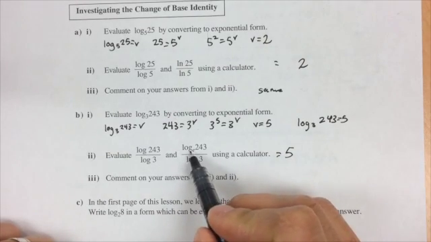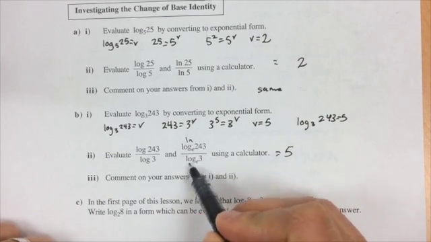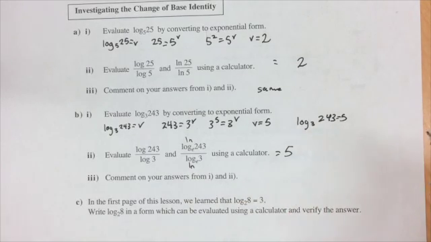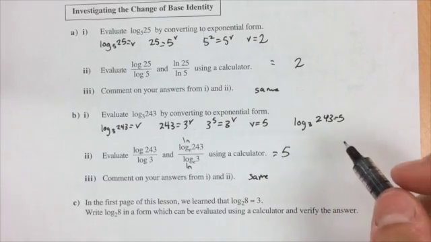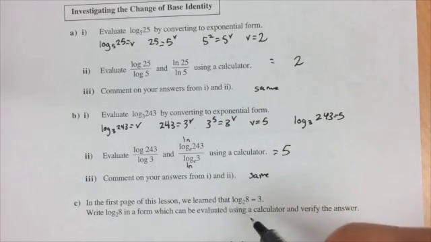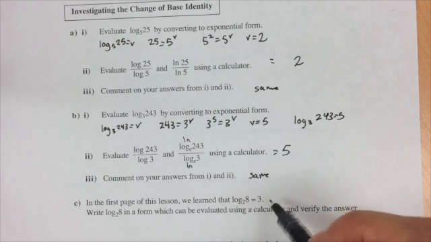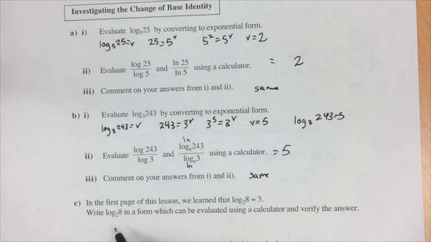Remember, log e is the same thing as natural logarithm, as ln. So same thing, you're going to get the same answer. In the first page of this lesson we learned that log base 2 of 8 was equal to 3. Now what we want to do is write log base 2 of 8 in a form which can be evaluated using a calculator and verify the answer.